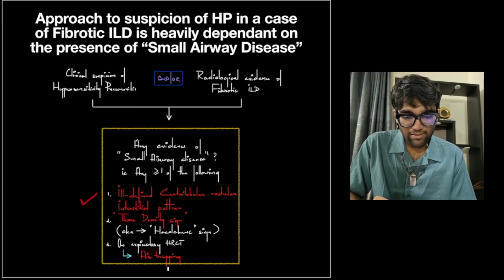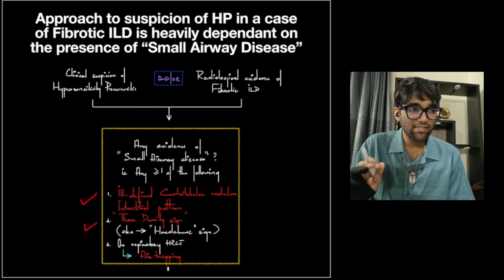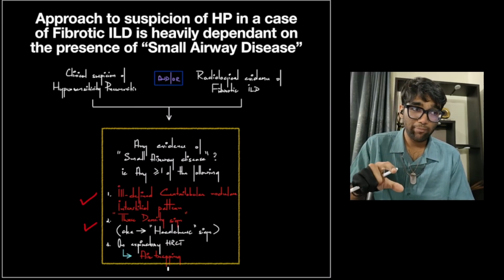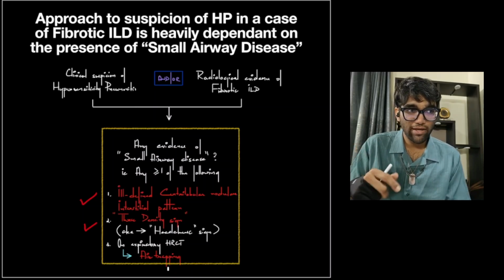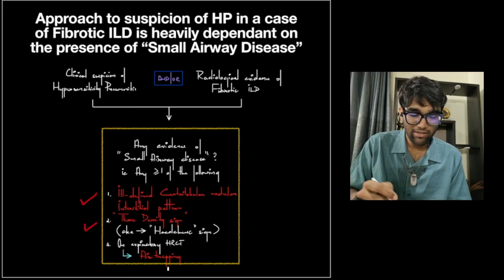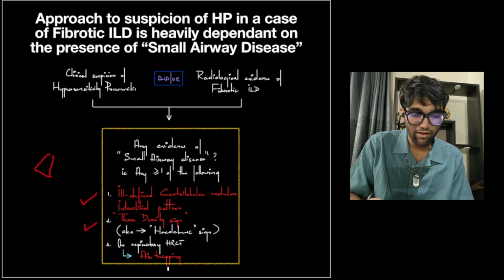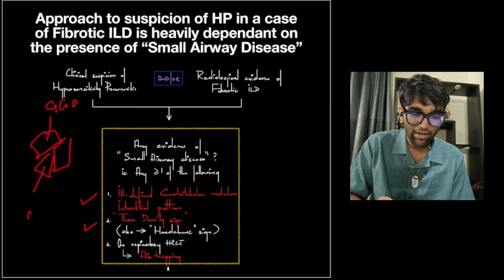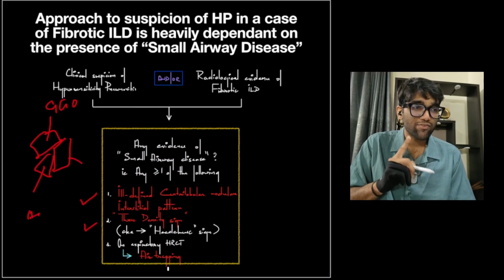The second thing is the three density sign, what was earlier called the head cheese sign. The three density sign is a combination of three things. It is the presence of air trapping, ground glass opacities, and normal lung. It's almost as if they are put together in the form of a jigsaw puzzle. So one area will have ground glass opacities, one area will show air trapping, and one area will be relatively normal.